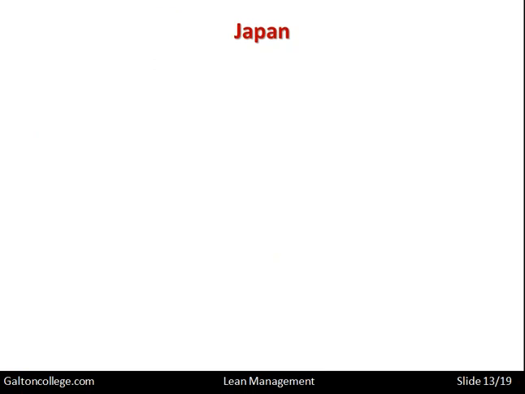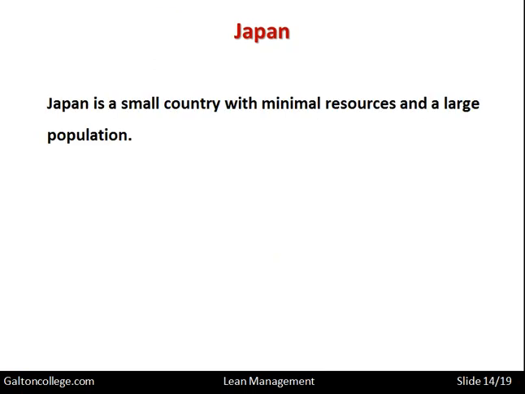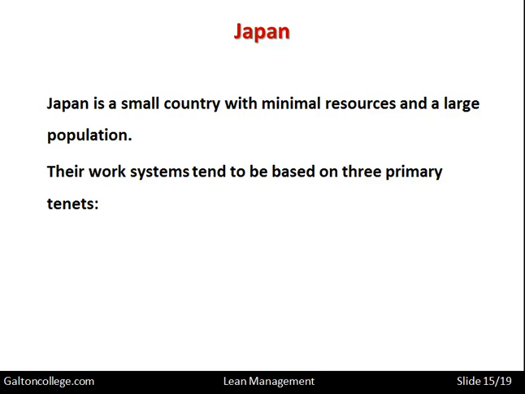Now, all of this started in Japan. Obviously, Japan is a small country with very few resources and a large population. Their work systems tend to be based on 3 primary tenets. Now, I'm generalizing here, but many writers seem to suggest that many of the working systems in Japan are based on these 3 ideas. First of all, minimizing waste of all forms. So they can't afford to have any waste. Don't forget, the country doesn't have any resources of its own as such, so it needs to get rid of waste. There can't be wasted resources.